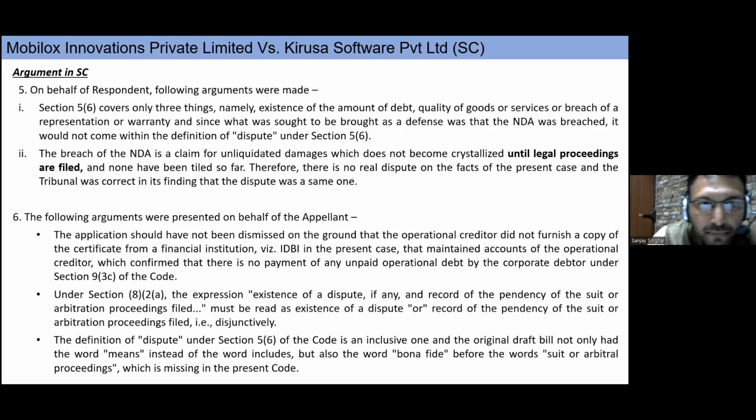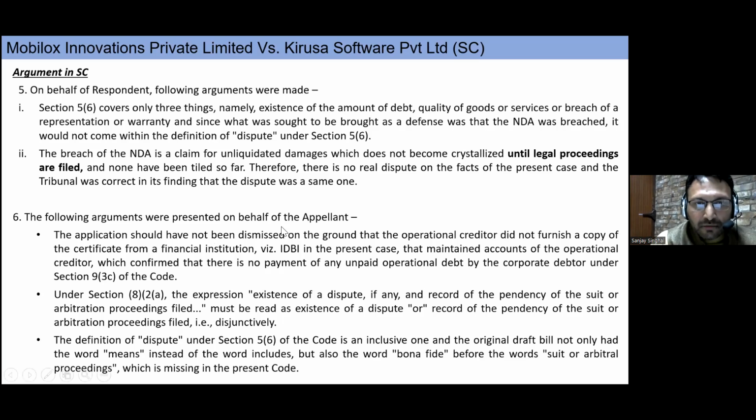Therefore, there is no real dispute on the facts of the present case. Basically, this point number 2 relates to unliquidated damage and legal proceeding. This came under section 8 subsection 2, which we will see in the next point.